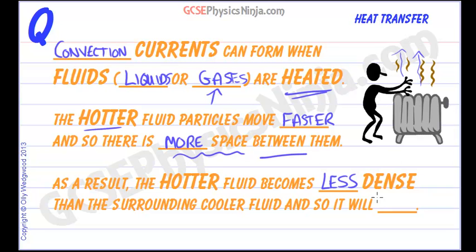That means, remember, density is how much mass we've got in a certain volume. So it becomes less dense. And if it's less dense than the surrounding cooler fluid, it will rise. And that is the convection current. So a couple of keywords for you here. Convection currents, fluids. We're talking about particles moving faster and so needing more space.